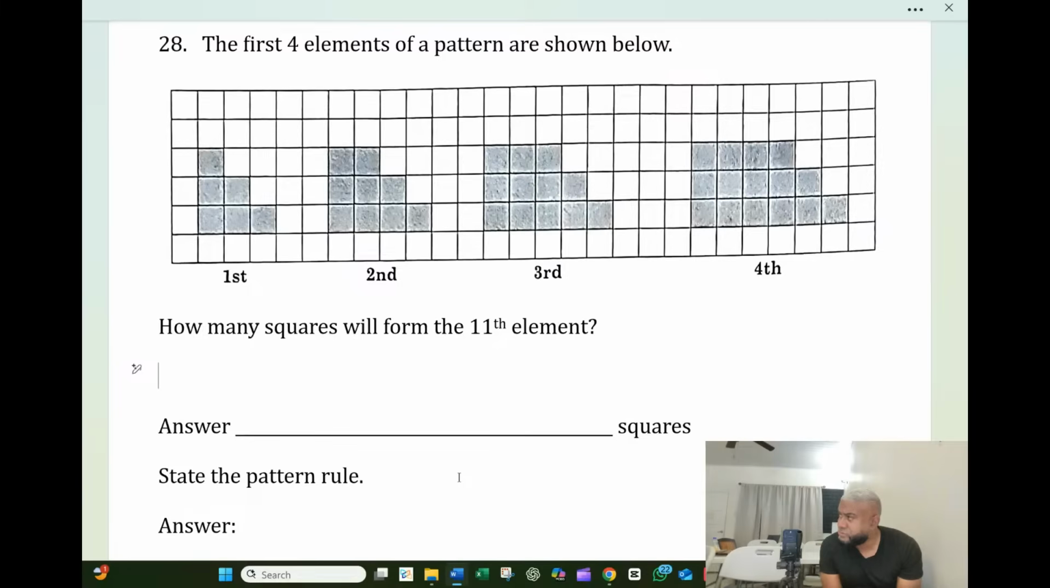Where's the pattern rule? Did you figure it out? What's the pattern rule? I have a few. So did you figure it out?